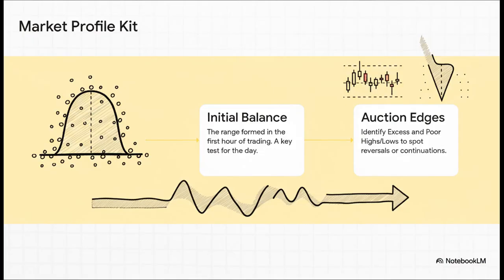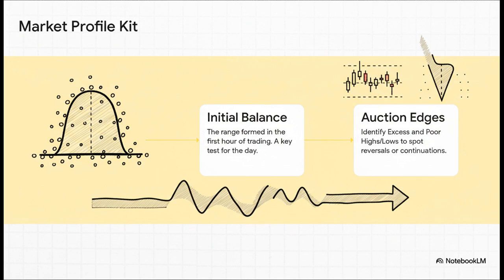This is basically our day trading toolkit. 3 key reference points we need to watch. First up is the point of control, or POC. That's the one single price where the most trading happened, the fairest price of the day. Next is the initial balance, which is the range the market sets in the first hour of trading. And finally, we have to learn how to read the story at the edges of the market, what Dalton calls excess and poor structure.